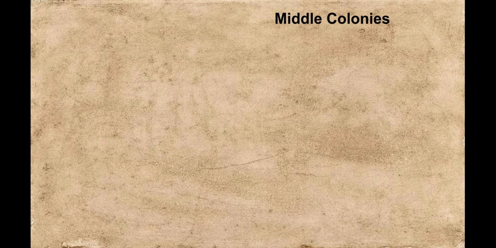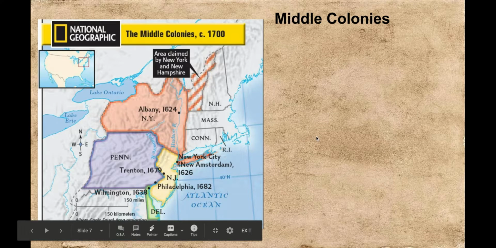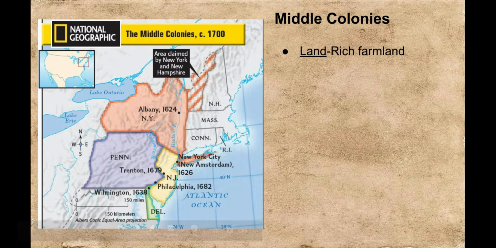Now, our middle colonies at this time consisted of New York and that area here, which would be claimed by both New York and New Hampshire, Pennsylvania, New Jersey, and Delaware. Now, in the case of this particular set of colonies, what we see happening here, guys, is the land here actually tended to be very, very rich farmland.